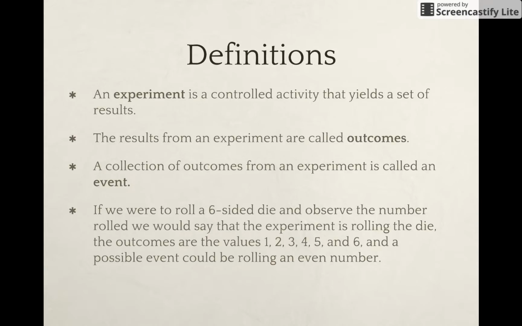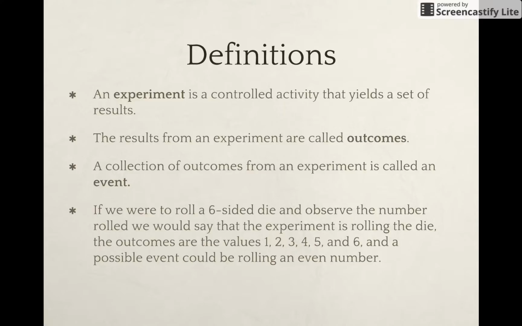When dealing with probability questions, we have quite a few terms that we'll need to define. The first of those is an experiment. It's a controlled activity that yields a set of results. Controlled in this case usually refers to controlling the activity in such a way that when we repeat the activity, we get the same possible outcomes and we're not affecting the possibility of those outcomes. So you might think back to if we flip a coin that's considered fair, that's a controlled activity.